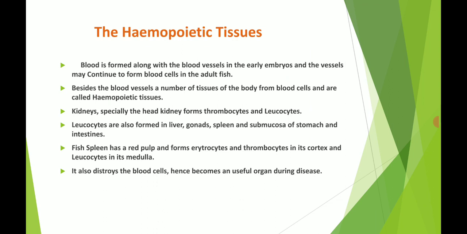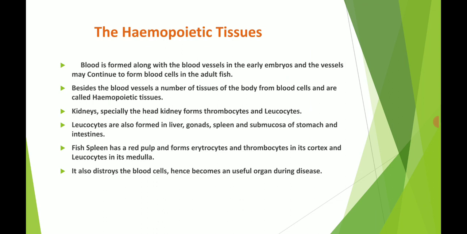Before that, there is the presence of blood which forms the lymphocytic tissue, then again blood is formed along with blood vessels. Besides the blood vessels, a number of tissues of the body form blood cells and are called lymphocytic tissues. Kidneys, especially the head kidney, form thrombocytes and leukocytes. This kidney is special for the thrombocytes and the leukocytes.